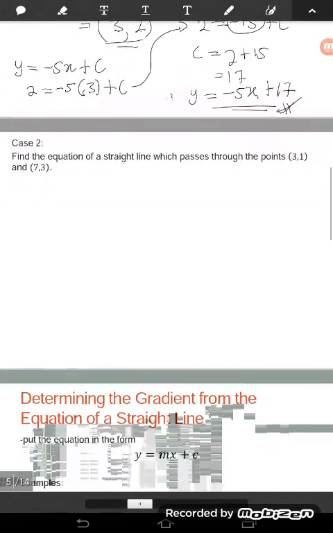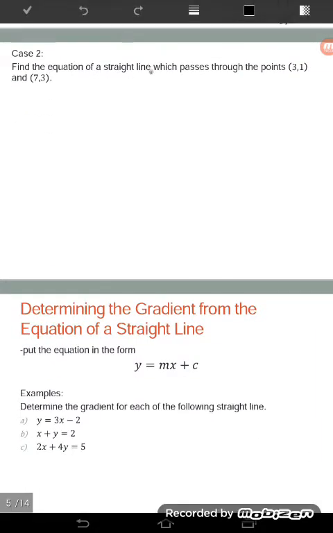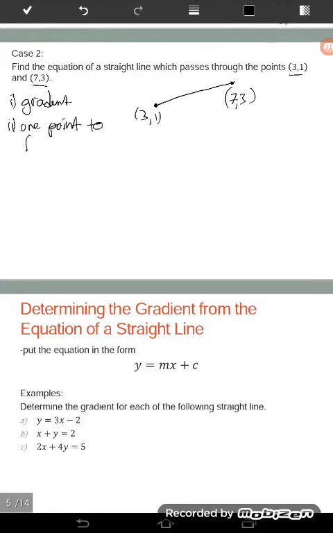Okay, so case number 2. The equation of a straight line which passes through the points 3, 1 and 7, 3. So we have one straight line that passes through the points 3, 1 and 7, 3. So what we need first is the gradient, and then second, 1 point to find C.